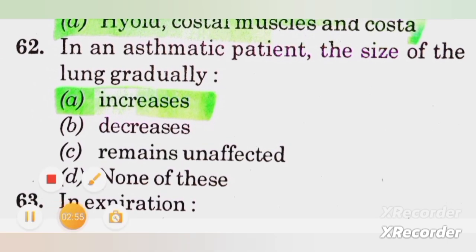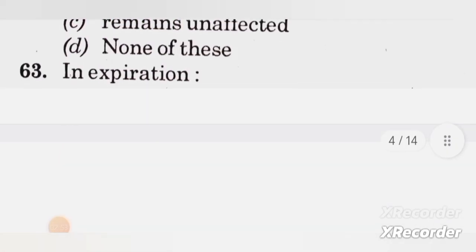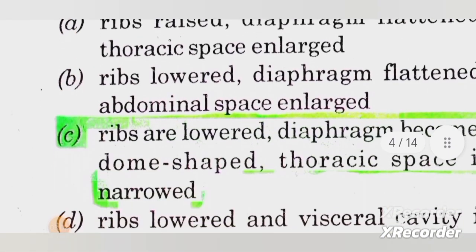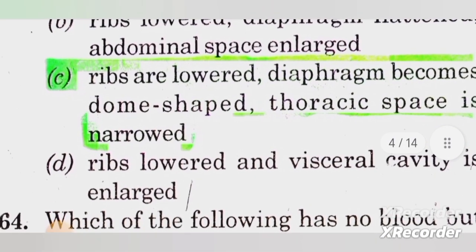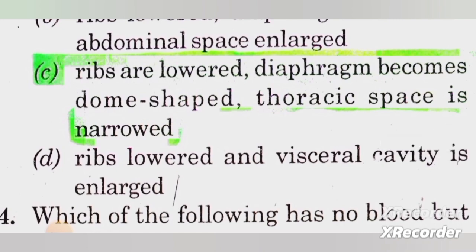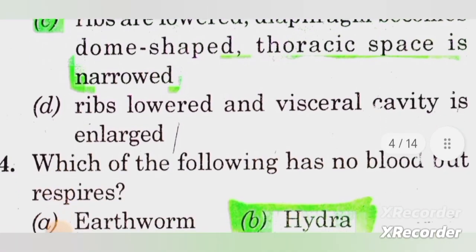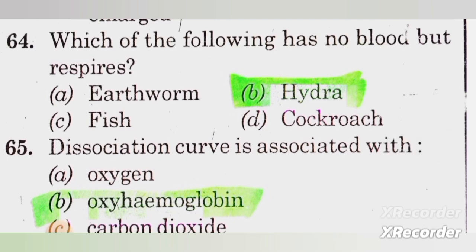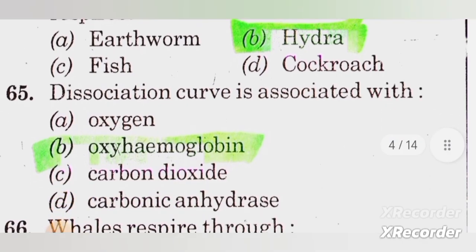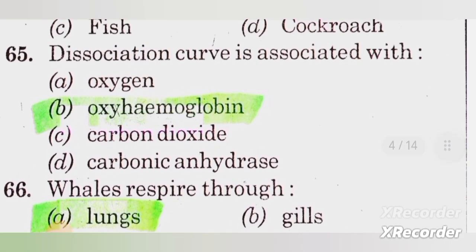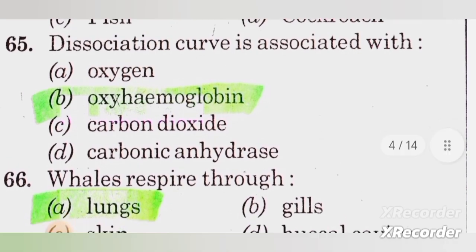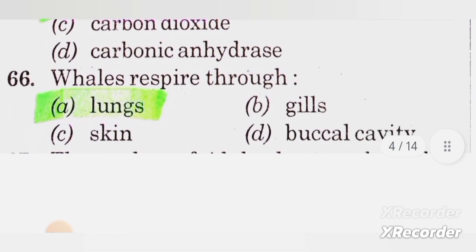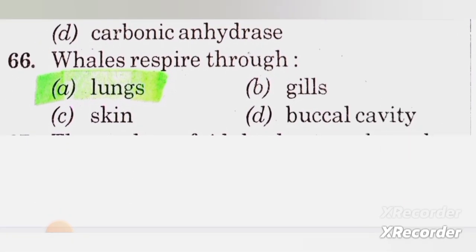Next, 63. In expiration, answer C, ribs are lowered, diaphragm becomes dome shaped, thoracic shape is narrowed. Next, 64. Which of the following has no blood but respires? Answer B, Hydra. Next, 65. Dissociation curve is associated with answer B, oxyhemoglobin. Next, 66. Whales respire through answer A, lungs.